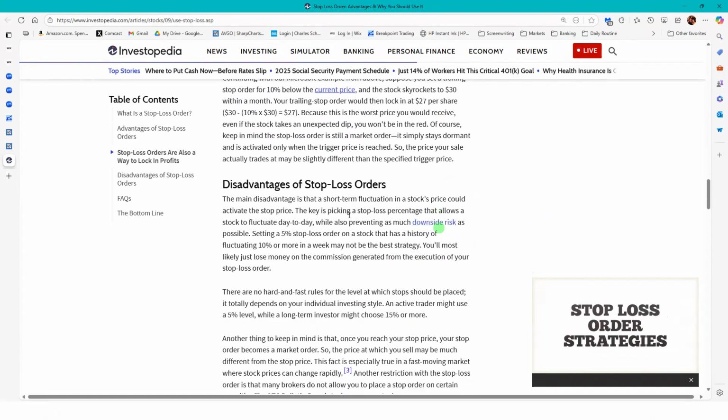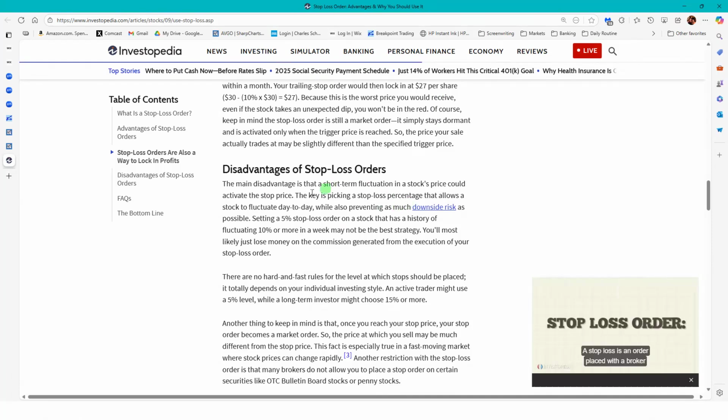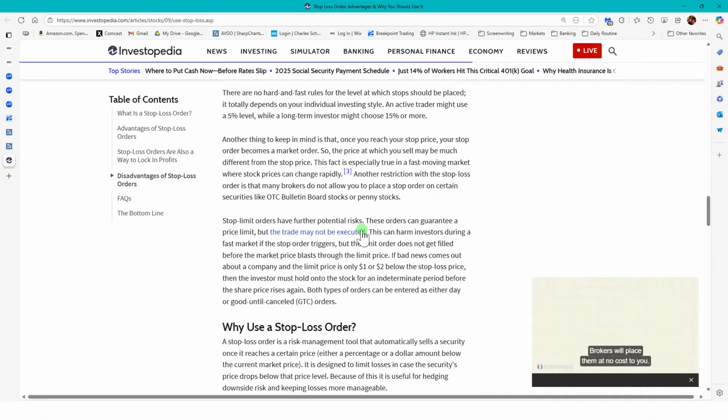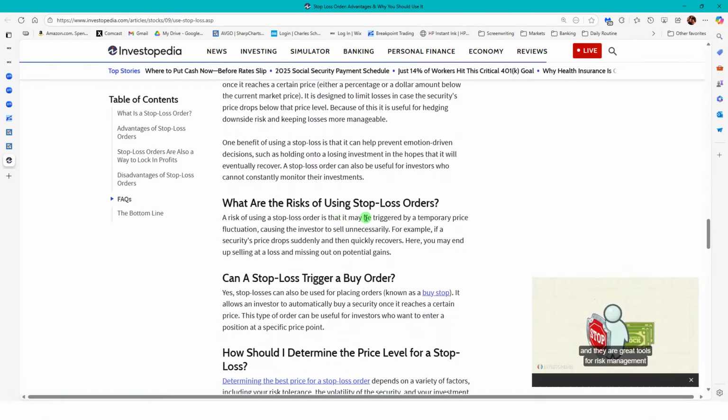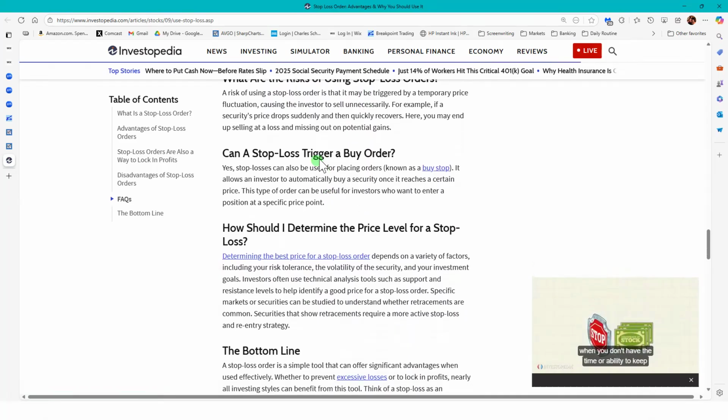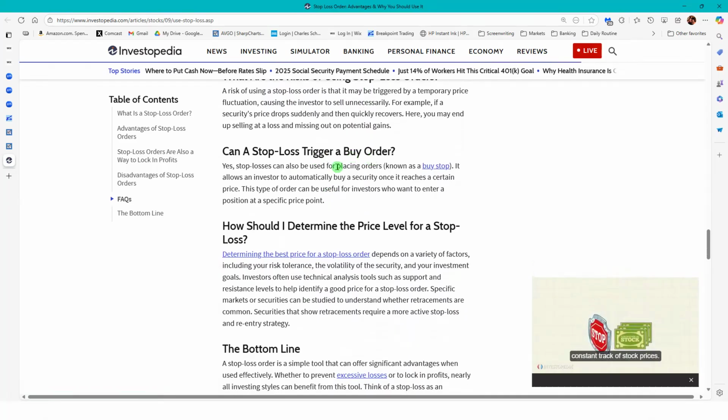a way to lock in profits. Disadvantages is you could get stopped out, and your stock then just takes off without you. So in other words, setting a 5% stop when there's a history of fluctuating 10%. Why would you use them? What are the risks? Can a stop loss trigger a buy order? Yes, you can absolutely do that as well.